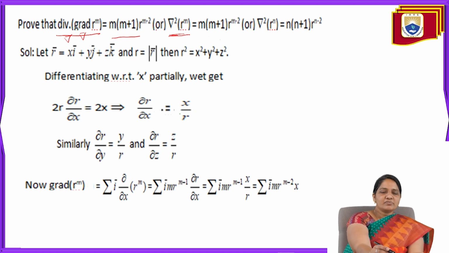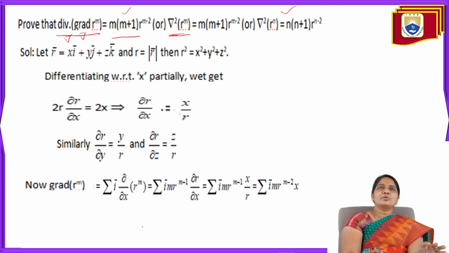Otherwise, they can give the same in terms of n also. Del square of r power n equal to n into n plus 1 into r power n minus 2. If they give it in any way, you have to follow the same procedure to calculate the value or to prove the value. So here, if they use m, we can use m terms here. If they use n, we can use the n terms here.